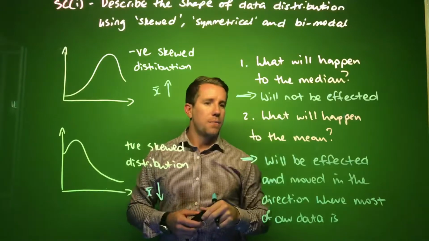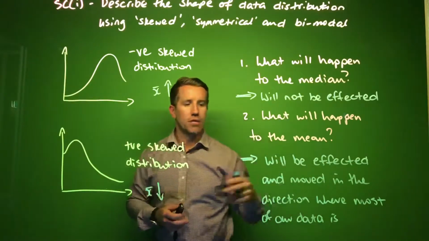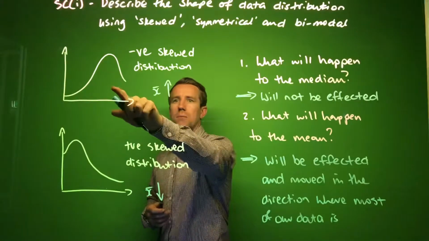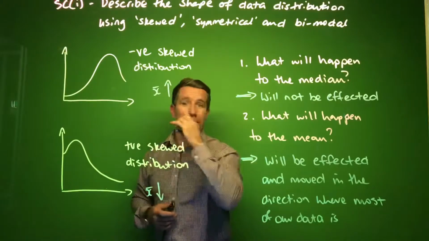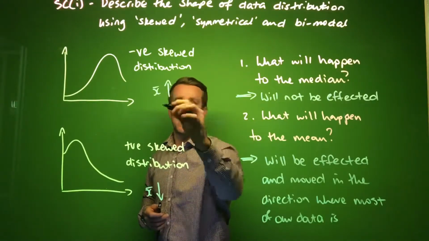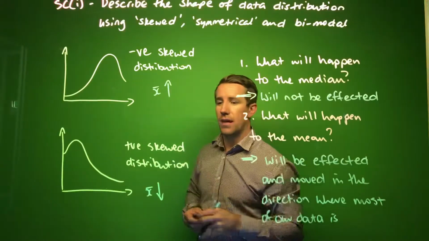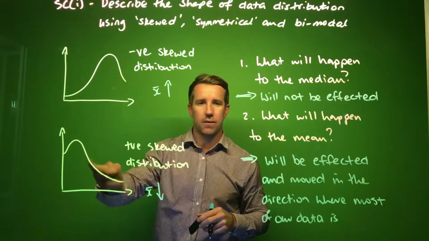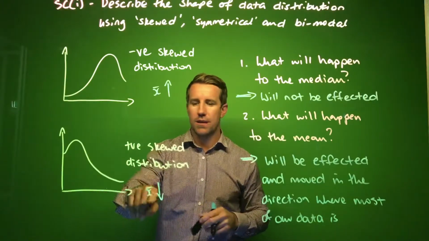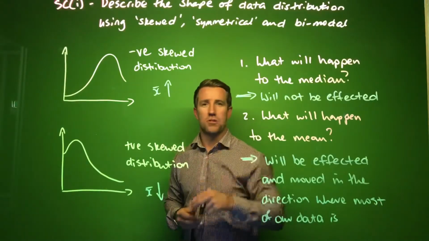Number two, the mean will definitely be affected. It'll move in the direction where most of our data is. So if we look at this one here, most of our data in terms of the frequency hangs over to the right hand side here. So therefore our mean will increase. If we have a positively skewed distribution of data, most of our values fall in here. The frequency trails off as we head out this way here. So therefore our mean will be decreased, as we more positively skew a set of data.